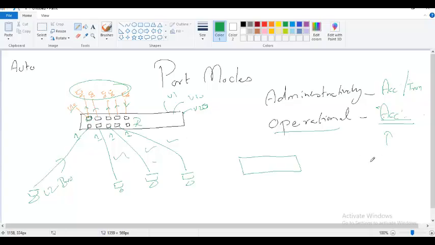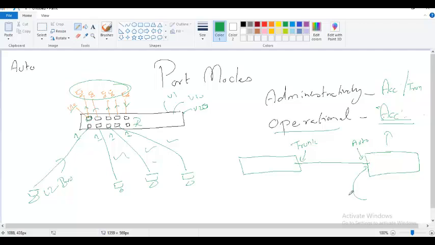Both the ports were auto by default. But the moment I said trunk here, what happened? Here also this became trunk. How? Operationally it became trunk. Administratively it is auto.